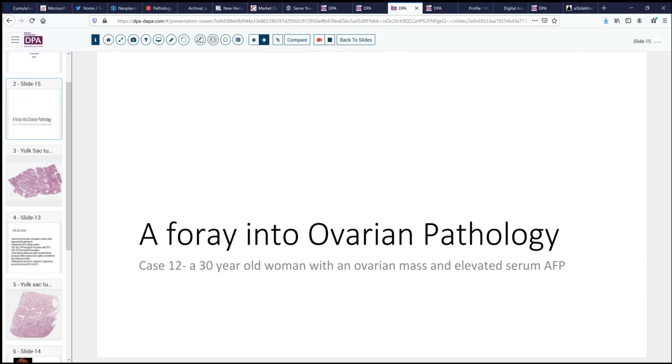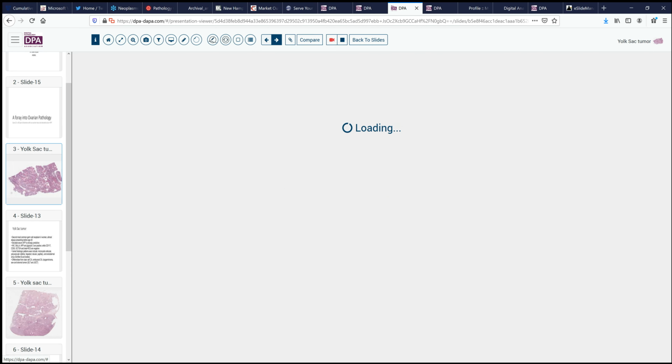Today, we have another case. This is that of a 30-year-old woman who has an ovarian mass and a markedly elevated serum AFP. Traditionally, in younger women with ovarian lesions or abdominal pelvic symptoms, getting certain serum markers as a preoperative, pre-diagnostic measure is routine and good practice and can help to guide both the management and, in our case, the interpretation.